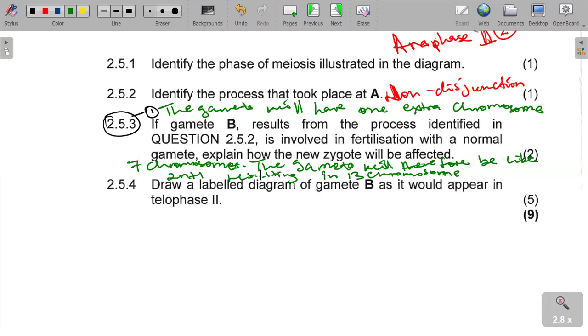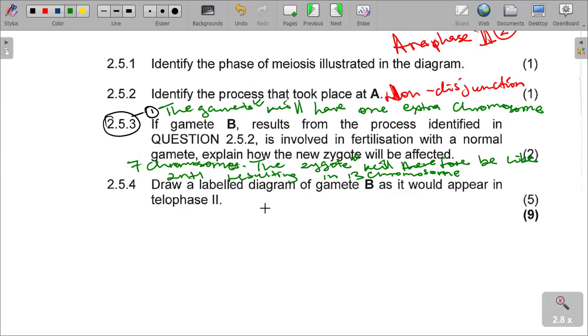So in this case, it is the zygote that has the extra, 2n plus 1. It is the zygote that has that number of chromosomes that we are referring to. Don't make mistakes, class. After fertilization, that's when we have 2n plus 1, but the gamete is before fertilization, and the zygote is after fertilization. So please take note of that.